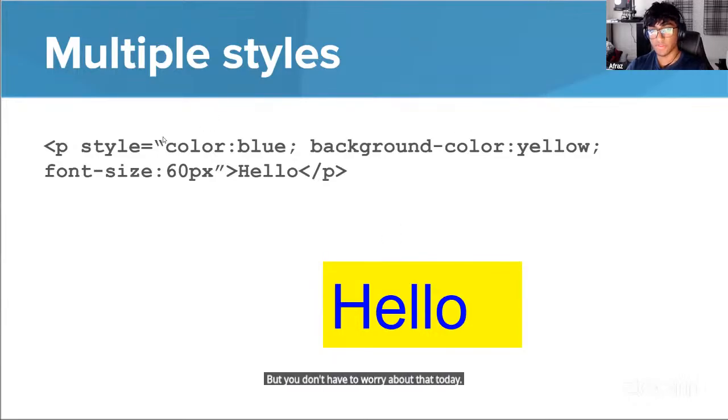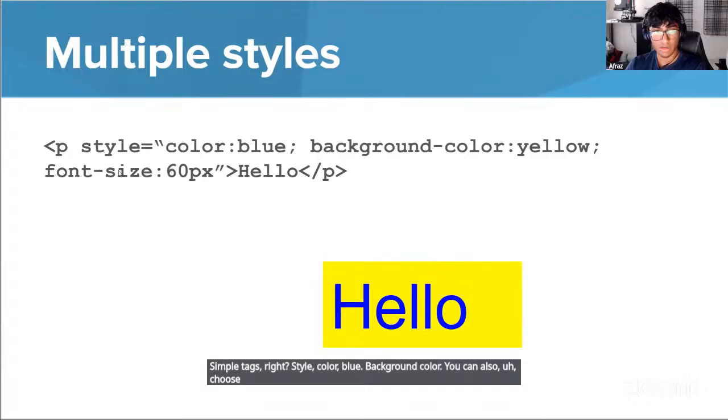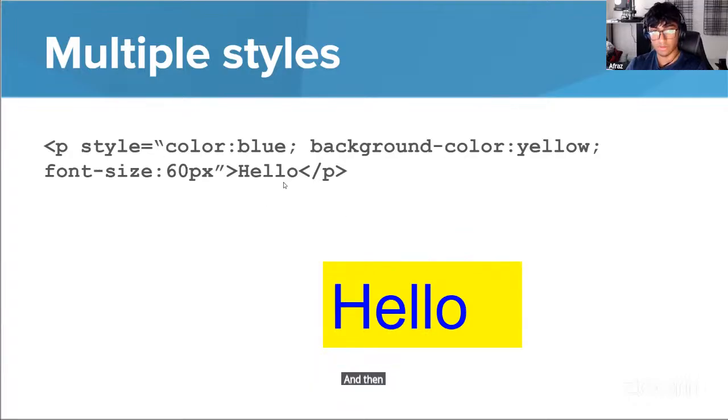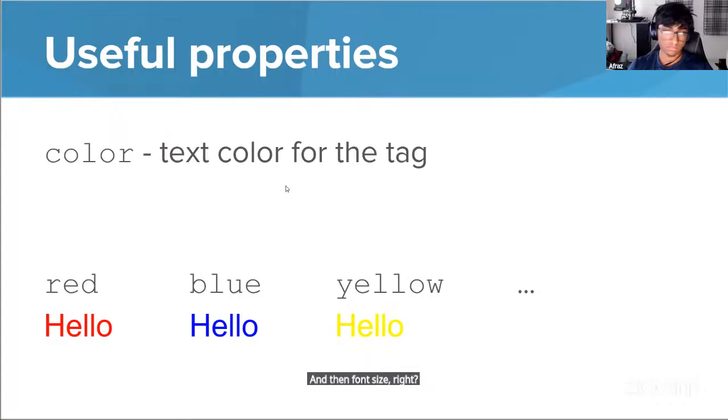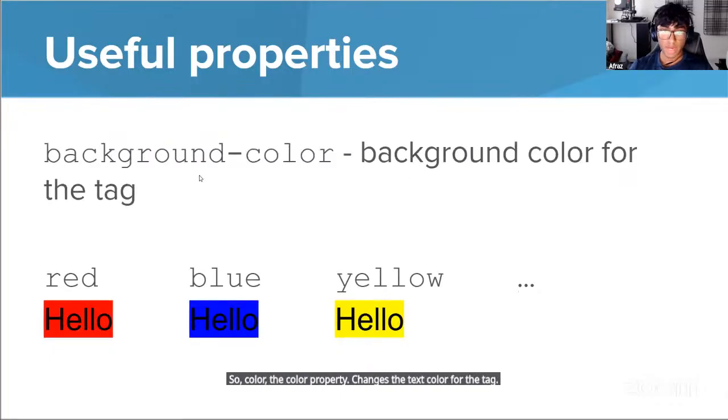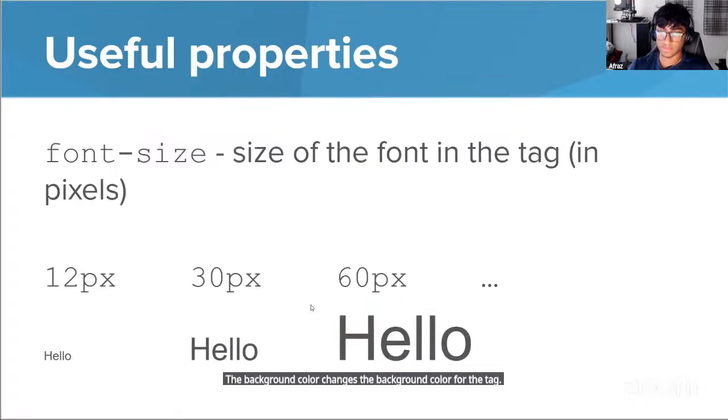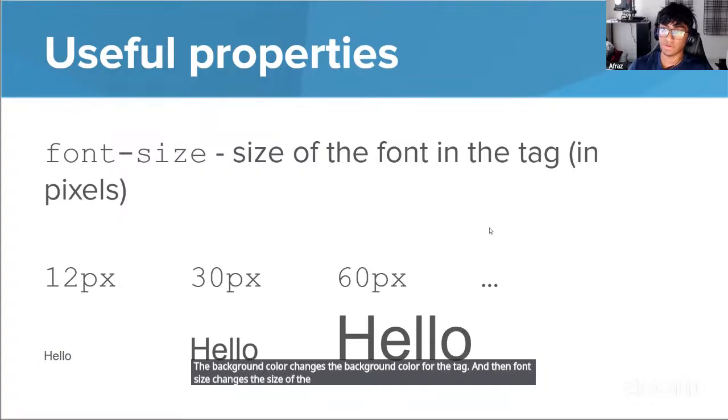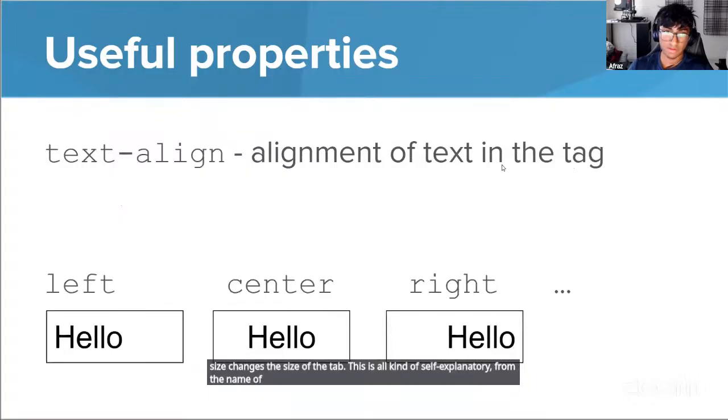Today, just remember these simple tags, right? Style, color, blue, background color. You can also choose this from the same colors there, and then font size, right? The color property changes the text color for the tag. The background color changes the background color for the tag. And then font size changes the size of the tag. This is all kind of self-explanatory from the name of the tags, right?